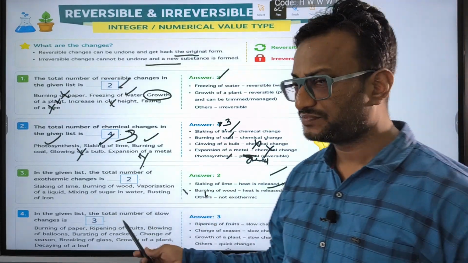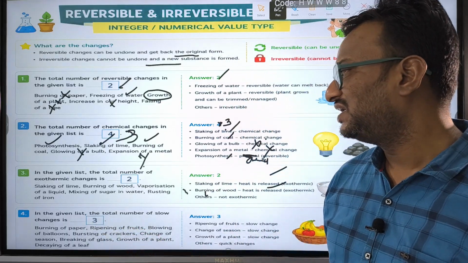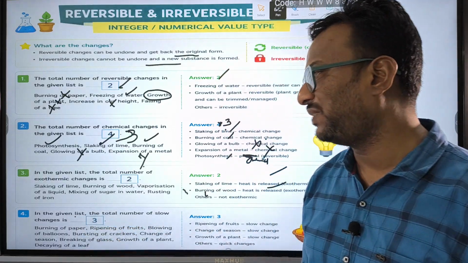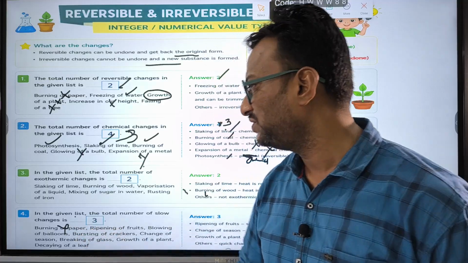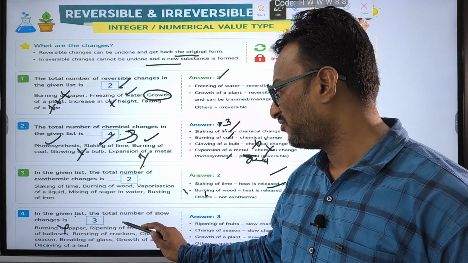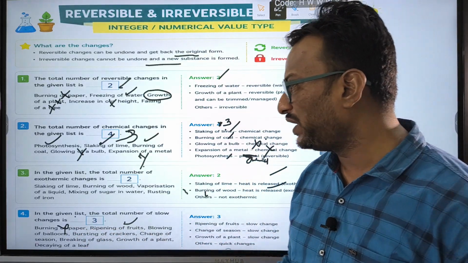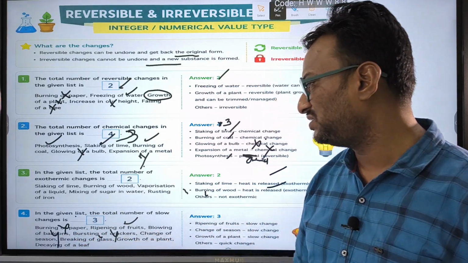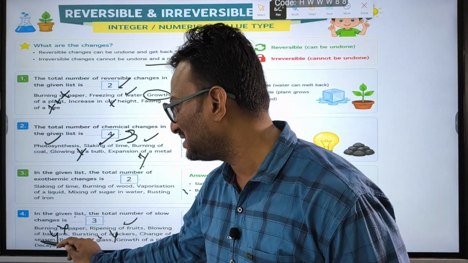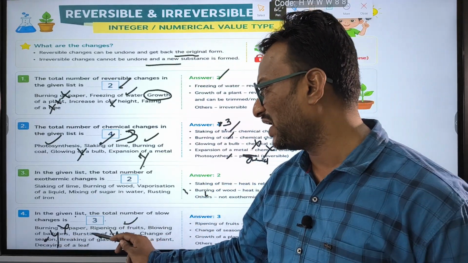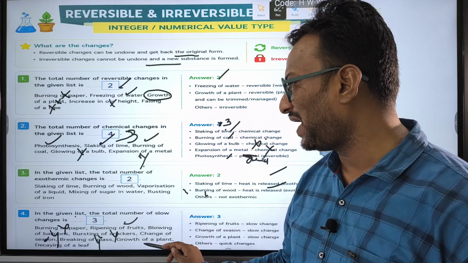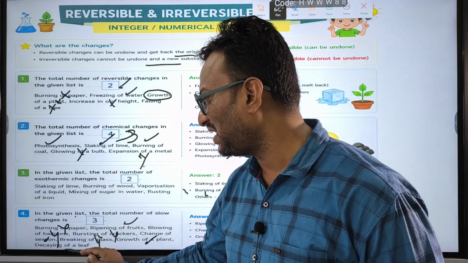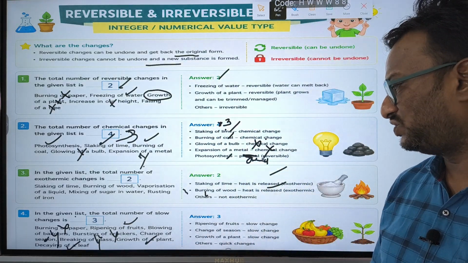So next one, in the given list, the total number of slow changes. Burning of paper, it is a fast change. Ripening of fruit, of course it is a slow change. Blowing of balloon is a fast change. Bursting of cracker is a very fast change. Change of seasons is a slow change. Breaking of glass is a fast change. Growth of plant is a slow change. Decaying of a leaf is also a slow change.